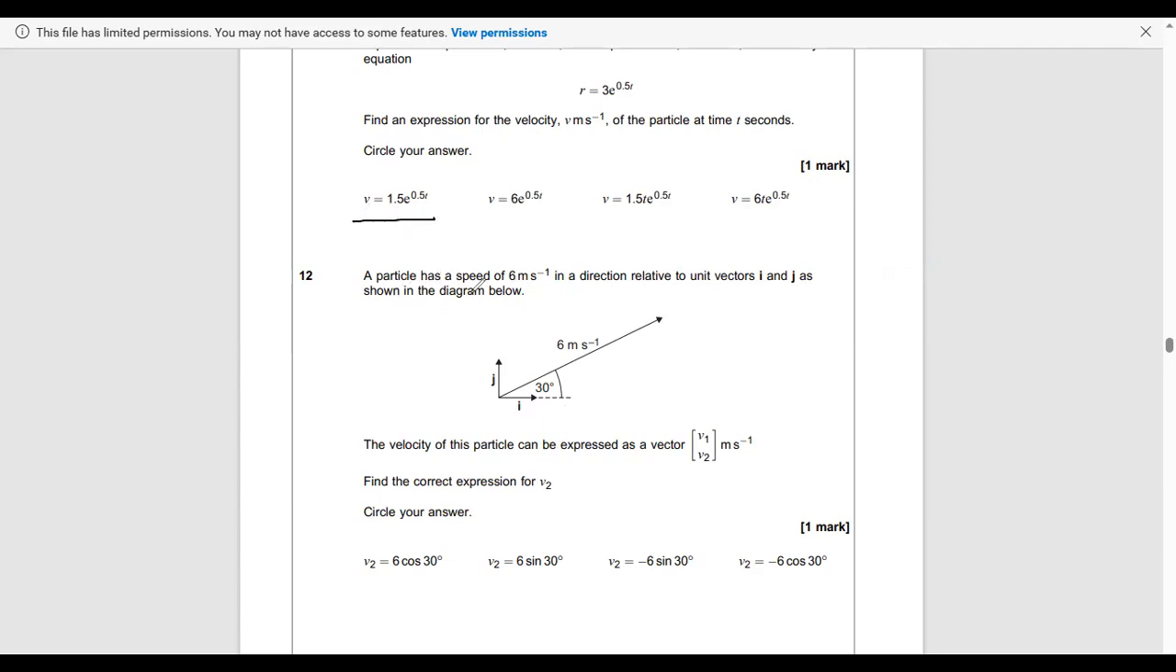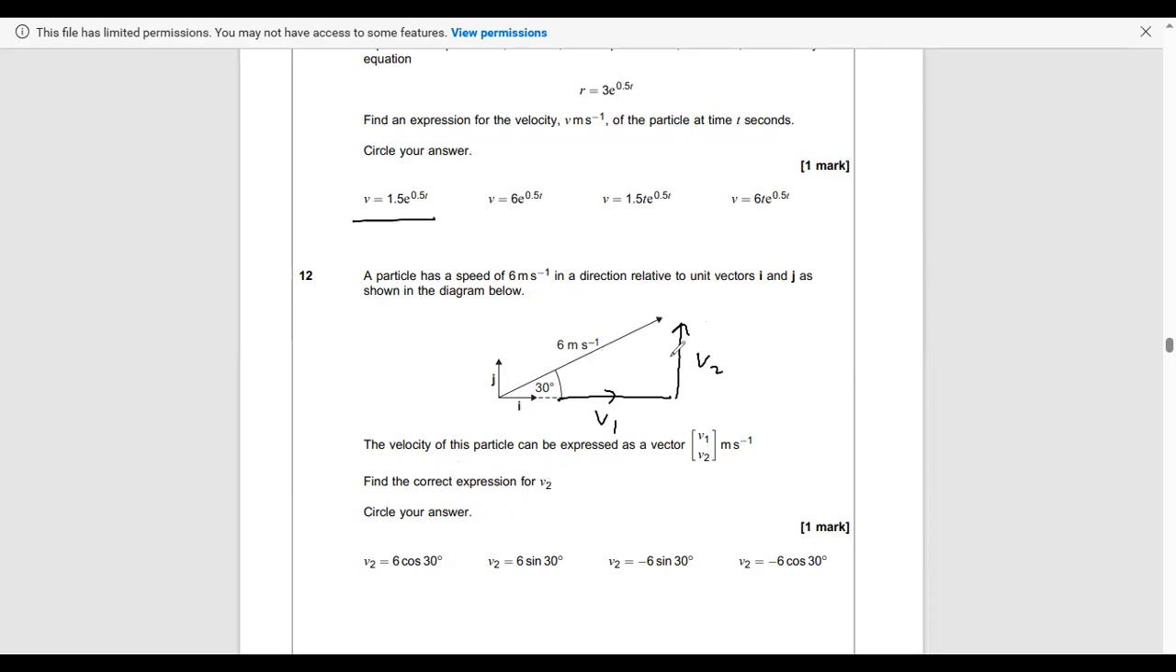The next one, question 12, we've got a particle which has got a speed of 6 meters per second, and it's in a direction relative to the unit vectors i and j. So you've got a speed of 6 going in this direction. The velocity of the particle can be expressed as v1, v2. So you've got a v1, which is your component in this direction, and then your v2 would be your vertical speed, the vertical component of your velocity. So we want to find v2.